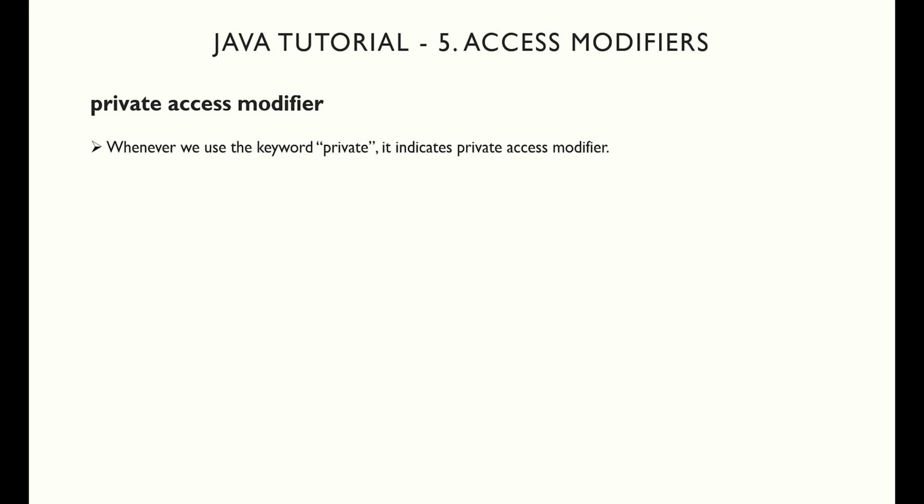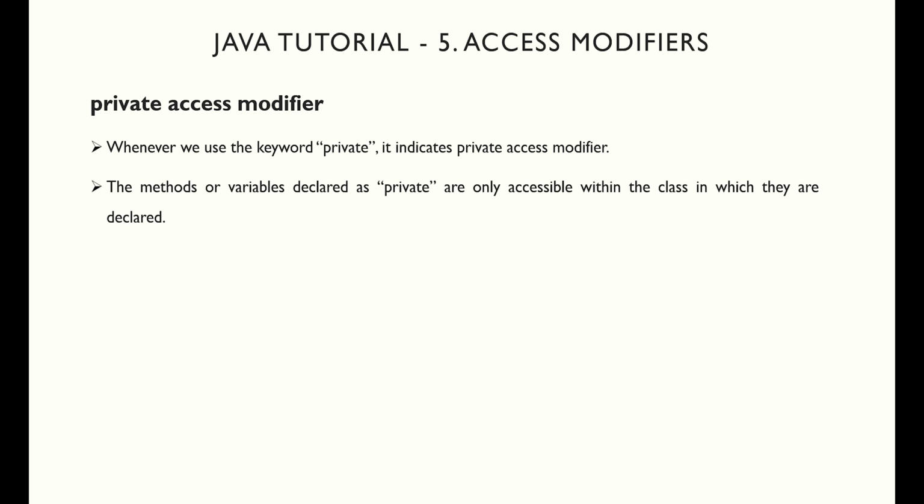Private access modifier. Whenever we use the keyword private, it indicates the private access modifier. The methods or variables declared as private are only accessible within the class in which they are declared. Top-level classes or interfaces cannot be declared as private. Any other class in the same package or a different package will not be able to access private members of a class. We can use the private access modifier for nested or inner classes, that is, classes within a class. We can also define a constructor as private.